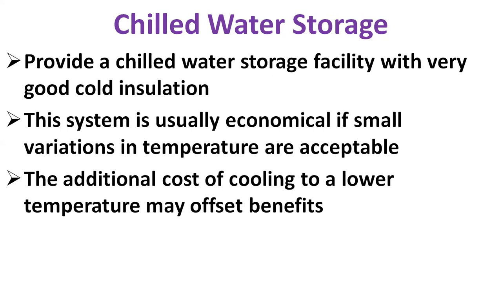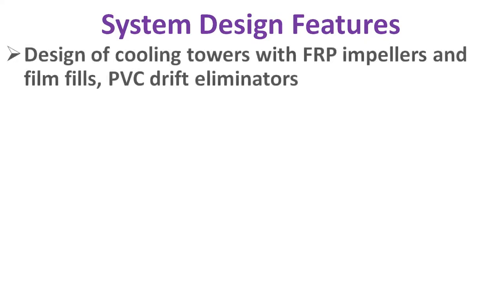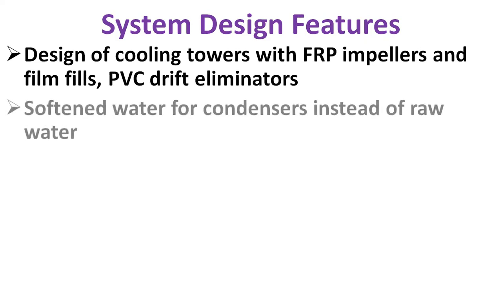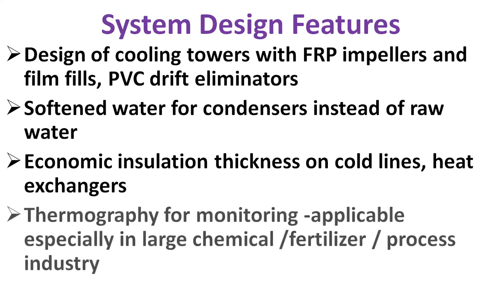Then we have system design features. In overall plant design, adoption of good practices improves energy efficiency significantly. Some areas for consideration are designing of cooling towers with FRP (fiber reinforced plastic) impellers and film fills, PVC drift eliminators, etc. Use of softened water for condensers in place of raw water. Use of economic insulation thickness in cold lines.